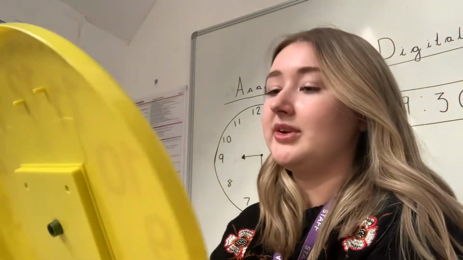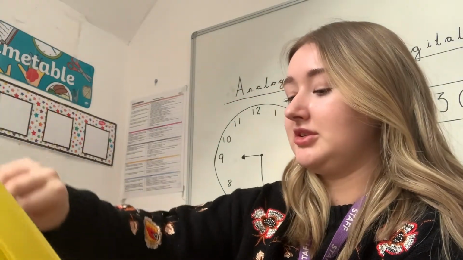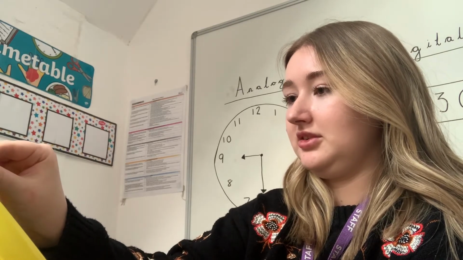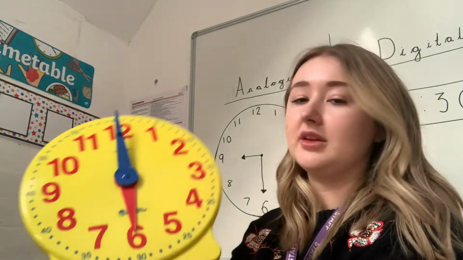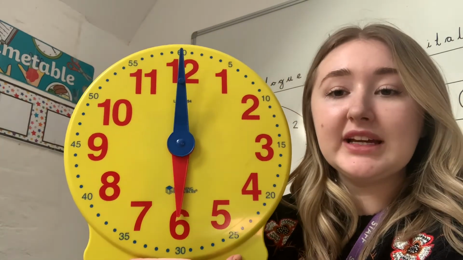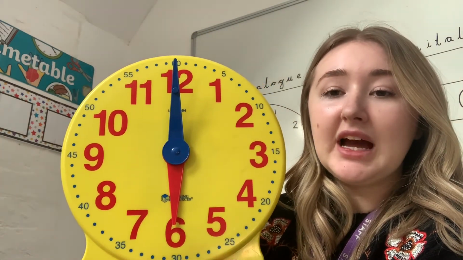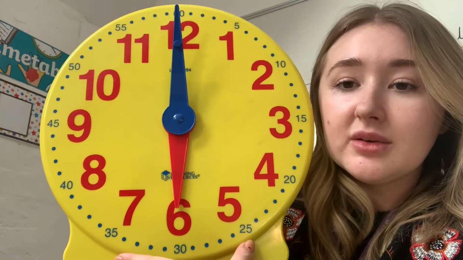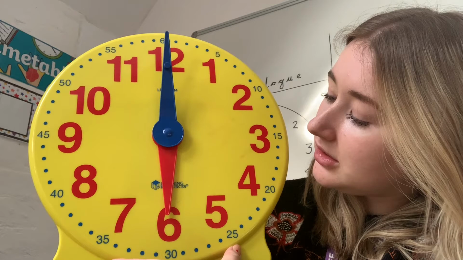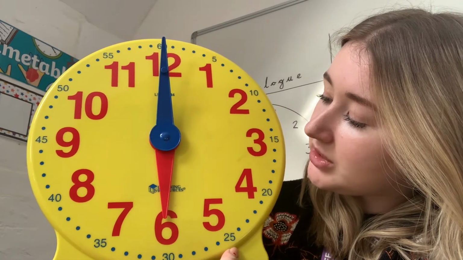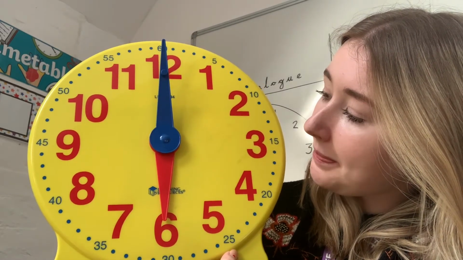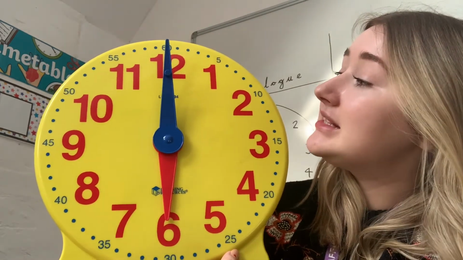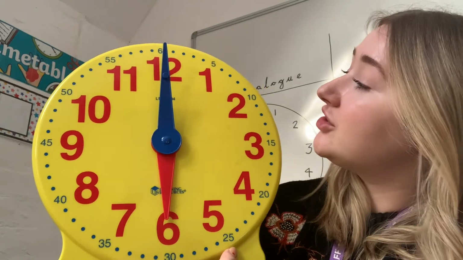Okay, let's give you another one. Let's have a look, see. It's a very squeaky clock. Let's have a look, okay. Okay, this might be a little bit tricky. We've got our minute hand on 12 still, but where has our hour hand gone? Our hour hand is pointing at 6, but what time is that? What time are we on? It's 6 o'clock. Well done.